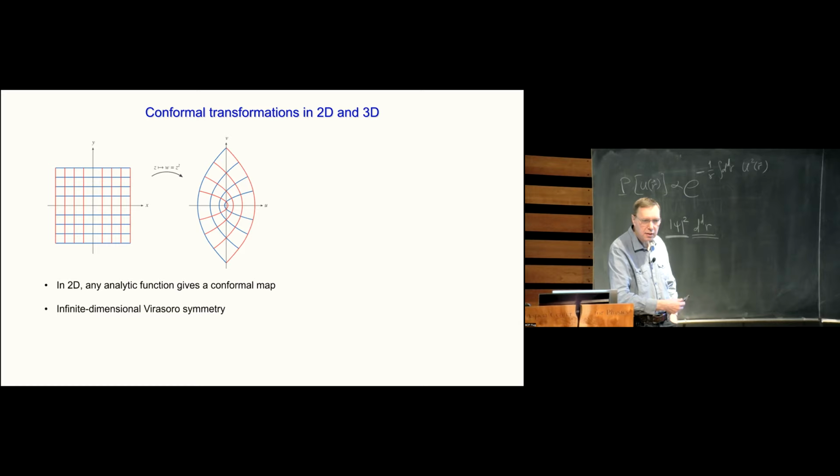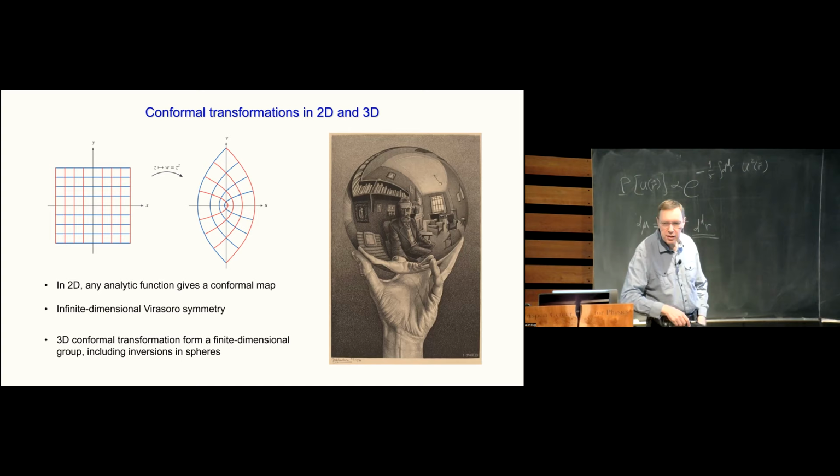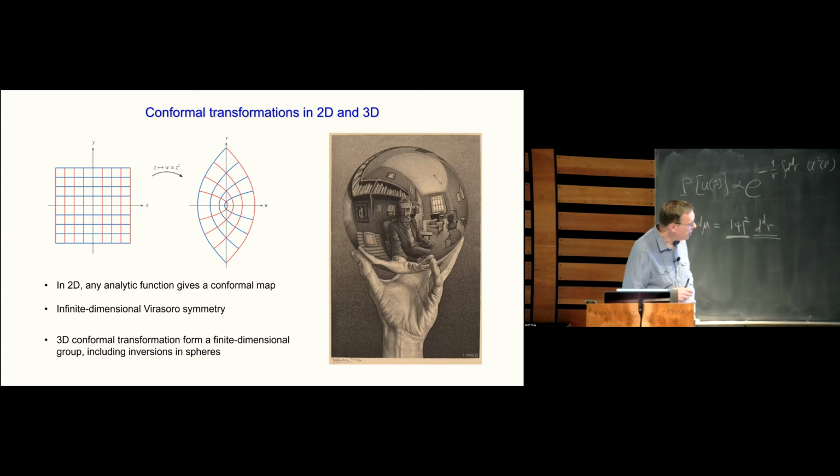But even in three dimensions, you can have conformal transformations, which are, in addition to rotations, translations, and scaling, involving inversions in spheres. So this is beautifully illustrating this. So in 3D and higher dimensions, for that matter, the group of conformal transformations is not infinite dimensional. It's finite dimensional. Nevertheless, it's also useful to have it when you study critical phenomena.